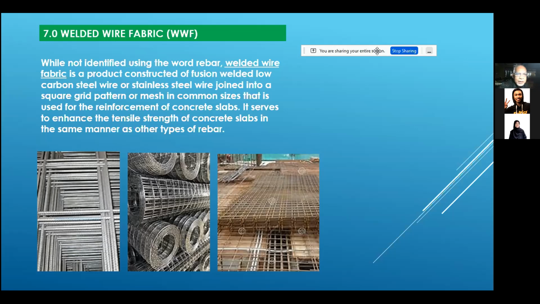It's a product made of fusion-welded low carbon steel or stainless steel joined into a square grid pattern or mesh in common sizes. It is used for reinforcement of concrete slab. It serves to enhance the tensile strength of concrete slab. In some manners, it is also used as another type of rebar.